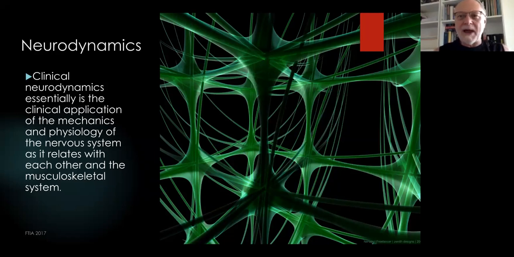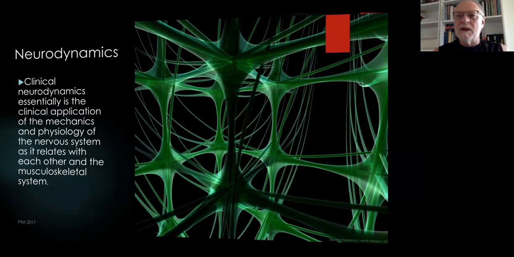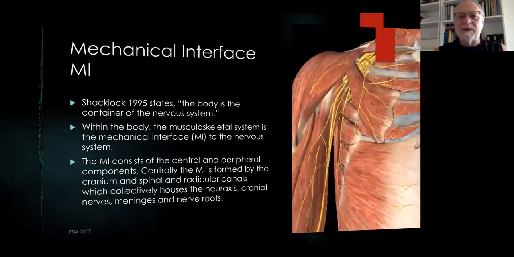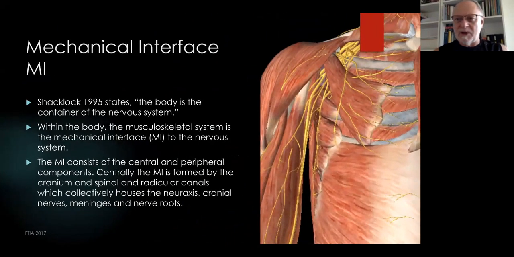This will be neurodynamics. Clinical neurodynamics is essentially the clinical application of mechanics and physiology of the nervous system as it relates both to each other and the musculoskeletal system. This mechanical interface, a terminology used by Michael Shacklock, states that the body is the container of the nervous system, and within the body, the musculoskeletal system is the mechanical interface to the nervous system. So the mechanical interface consists of both central and peripheral components. We're going to be looking at the peripheral components in particular.